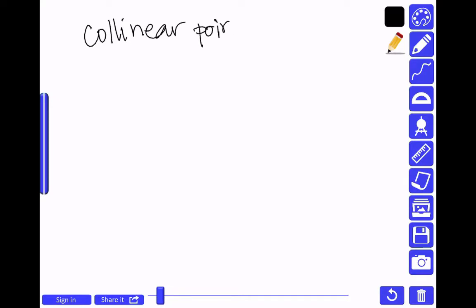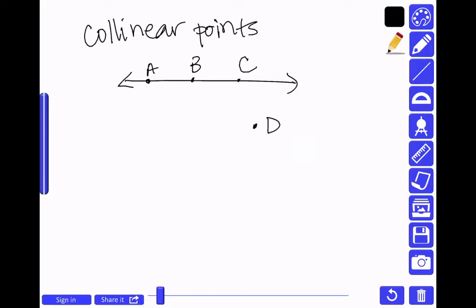All right, collinear points. Collinear points are points that lie on the same line. Okay, it's pretty self-explanatory. A, B, and C are all collinear. If I have point D here, that point is not collinear with A, B, or C. Now, there is a line between points C and D. So in this case, C and D are now collinear, but D is not collinear with B or A. Could I draw a line between A and D and B and D? Yes. But the 4 of those points are not collinear. A, B, and C are collinear.